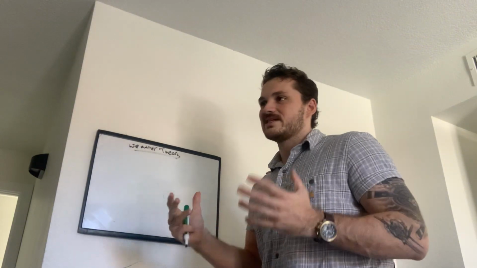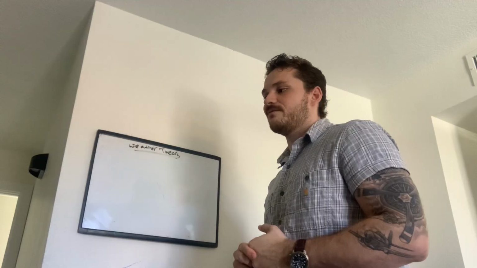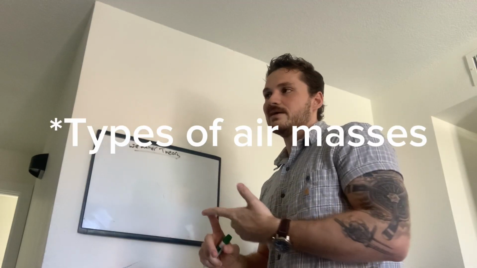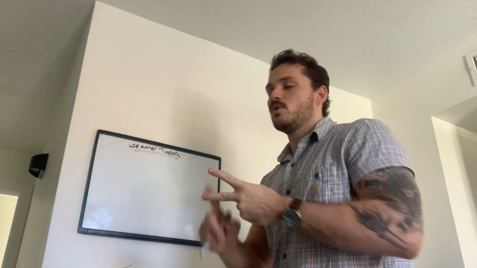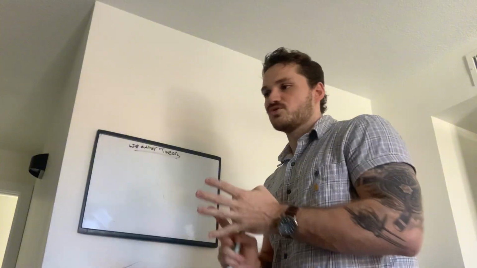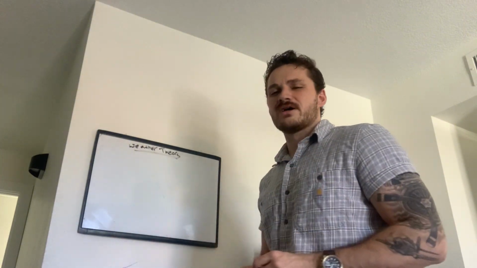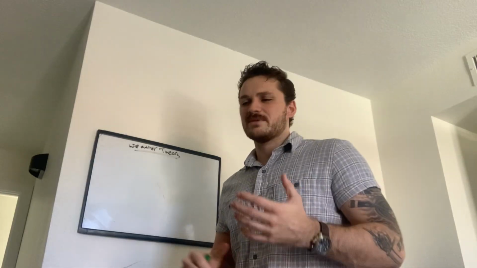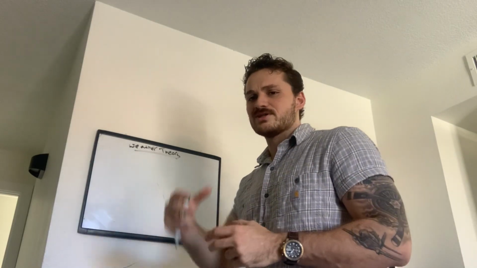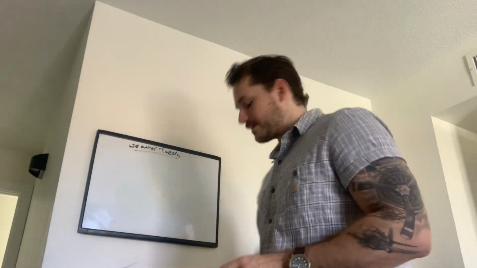There are going to be 6, 7, 8 different types of air masses. We have cold, dry ones. We have cold, moist. We have warm, moist. We have warm, dry. All these different ones. You don't have to memorize those. Just have a good understanding of how those actually form. It's just the land having similar properties to the air above it.